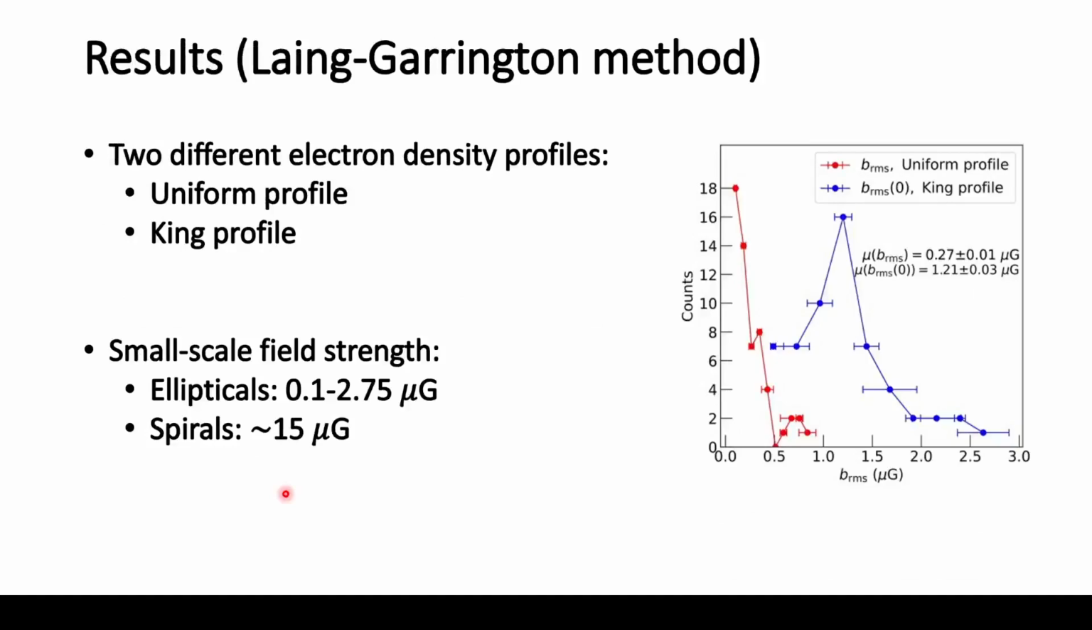We calculate the small-scale magnetic fields in elliptical galaxies using the described Laing-Garrington analysis. We adopt two different electron density profiles. The uniform profile assumes a constant electron density for simplicity, and the King profile has a varying electron density with the distance from the center. Thus, small-scale magnetic fields at the center of an elliptical can be calculated using the King profile. We obtain substantial magnetic field strengths in ellipticals of less than 3 microgauss. However, these are much smaller than the small-scale magnetic fields in spiral galaxies, which are about 15 microgauss.